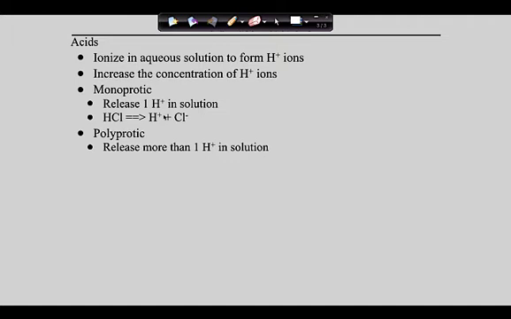So guys, you ready for a question? How many of the strong acids are polyprotic?